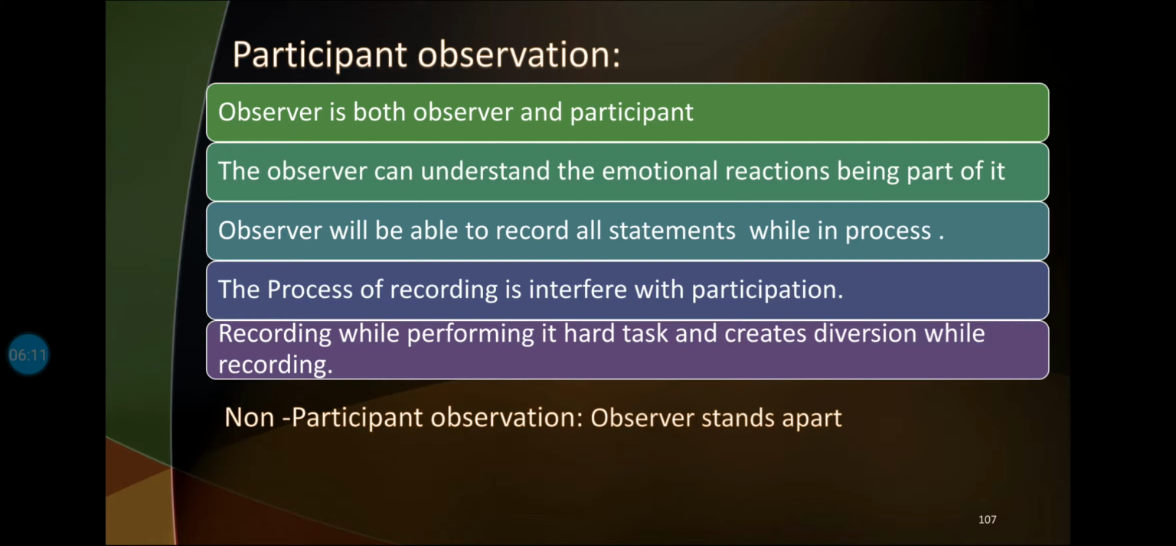First is participant observation. The observer is both observer as well as participant for the particular study. The observer can understand the emotional reaction by being part of it. When you yourself become part of the study, when you are subjected to some conditions, maybe you want to study the working behavior of some organization, and you want to do your research work on the working strategy of the organization, and now you started working in that same organization and you are carrying on your research work.